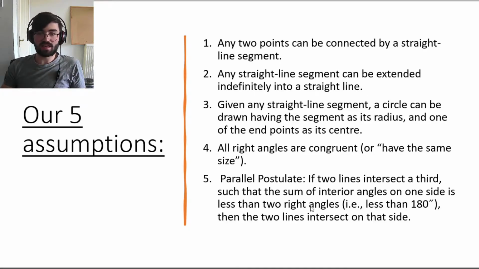And we have finally the parallel postulate, or the parallel assumption, that if 2 lines intersect a third such that the sum of the interior angles on one side is less than 2 right angles, then the 2 lines intersect on that side. To understand what those mean, please refer to my last video, as we would like to start applying these to actual problems.